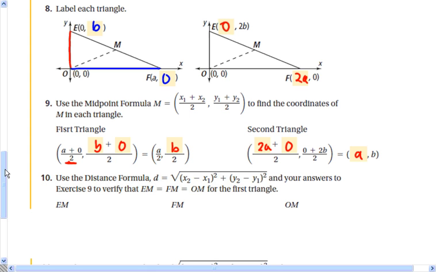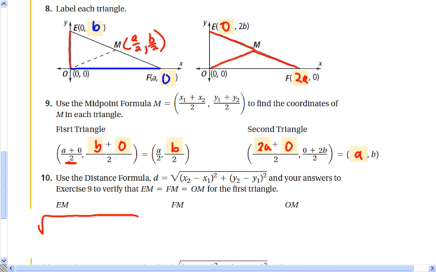Now, in order to prove the theorem, we want to show that this distance here and this distance here are all the same. And we're going to use the distance formula to do that. Now check out what happens when we use the distance formula on this first triangle. Remember, we now know that M is a over 2 and b over 2. So that's our midpoint.